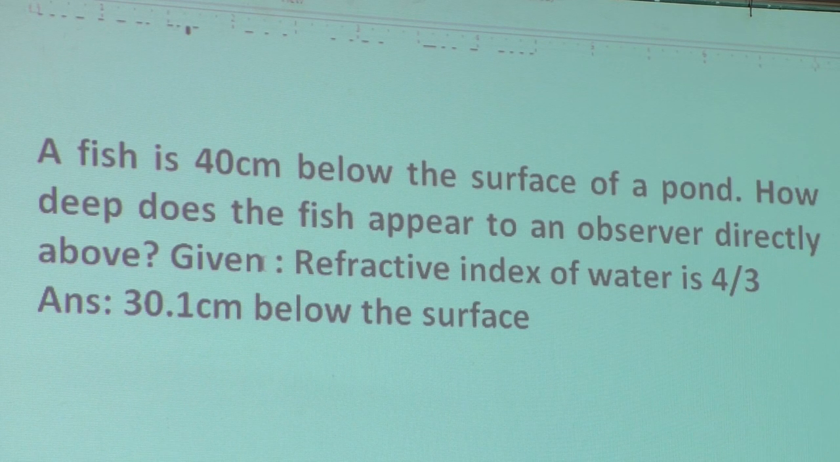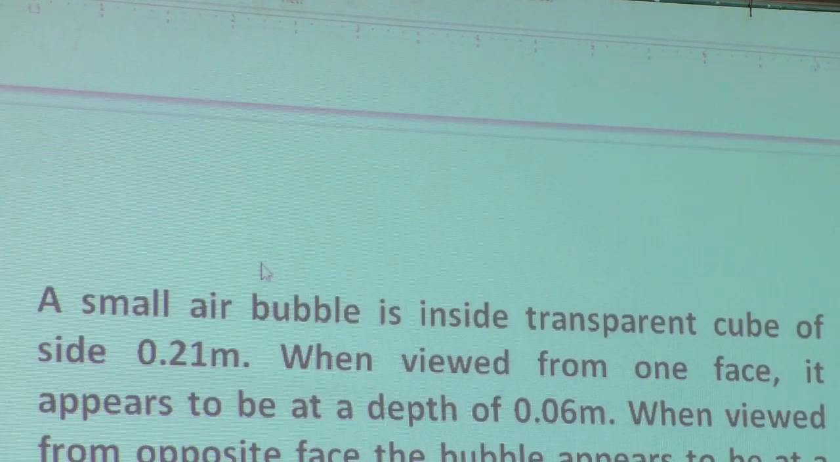120 divided by 4. 120 divided by 4 is 30, right? 30. 1 centimeter below the surface. Actually, it should be 1.33. Okay. You can do it yourself. I leave it to you. It's a direct one, just rearranging the formula. Okay, we will go to this one.